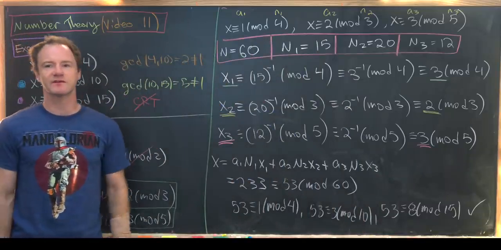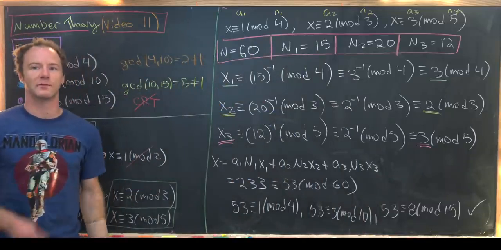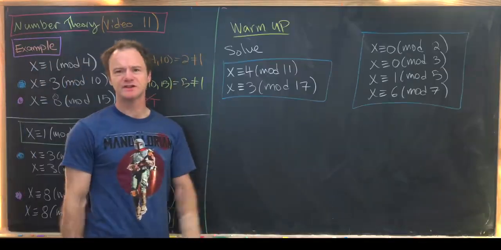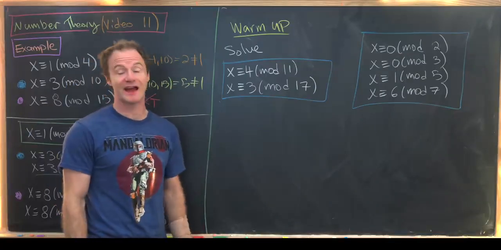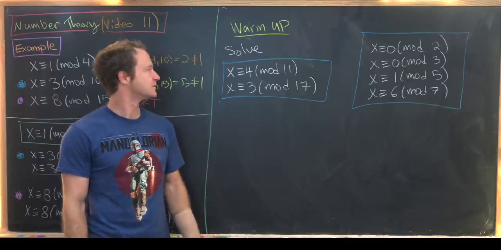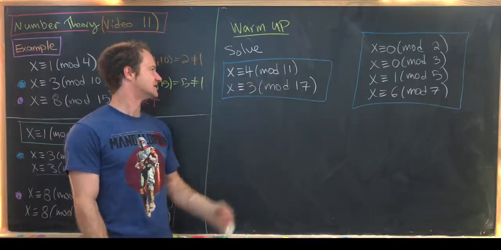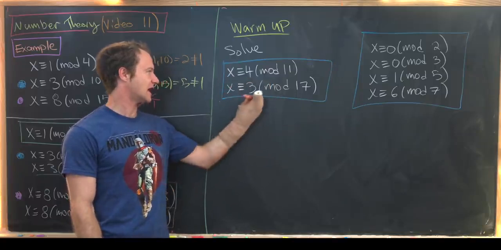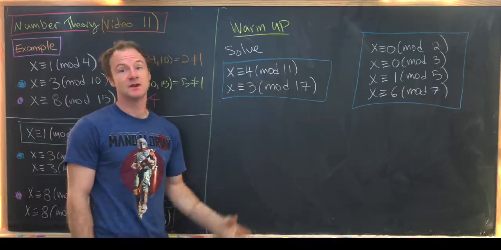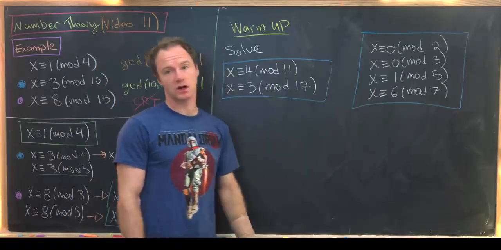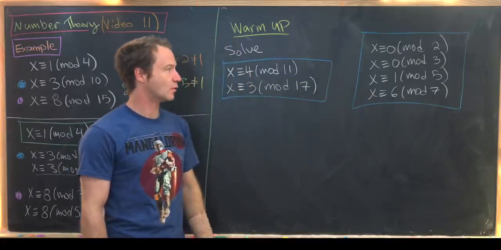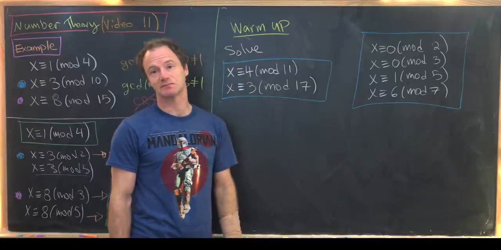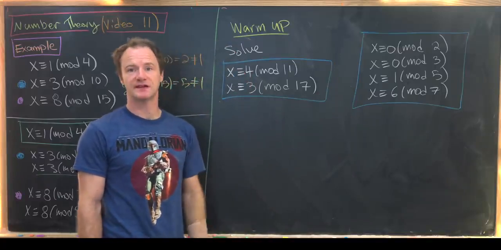Okay, so let's maybe get rid of this and I'll give you guys a couple of warm-up exercises. So here's some quick computational warm-up problems so that you can test the strategy for the Chinese remainder theorem. So here we've got a system which is x is congruent to 4 mod 11 and 3 mod 17. So here we've got a system of 4 congruences where x is 0 mod 2, 0 mod 3, 1 mod 5, and 6 mod 7. Okay, that's a good place to stop.